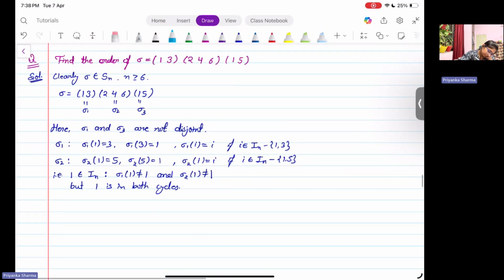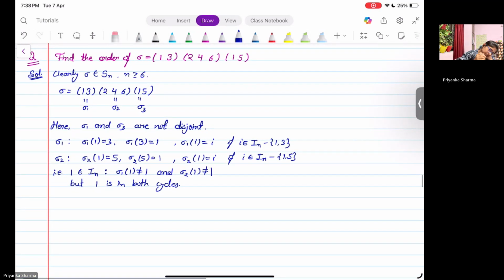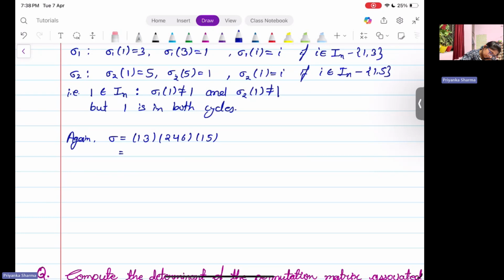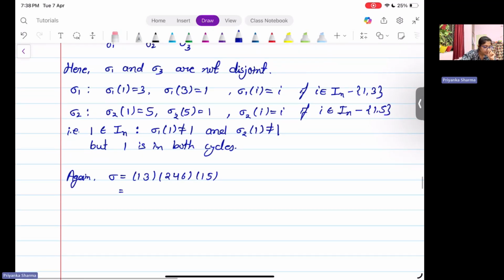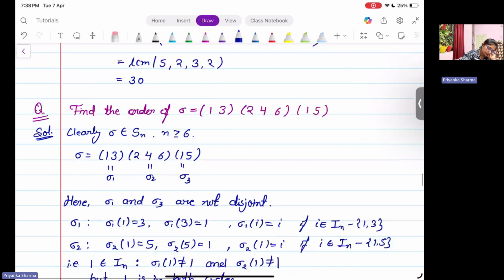So what we will do is make the given permutation into its cycle decomposition form. Sigma is (1 3)(2 4 6)(1 5). This can be rewritten as... we need to check whether these two commute or not. So I will prefer to write it as this.